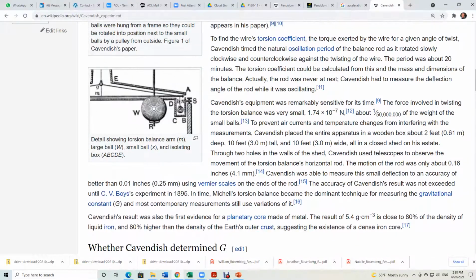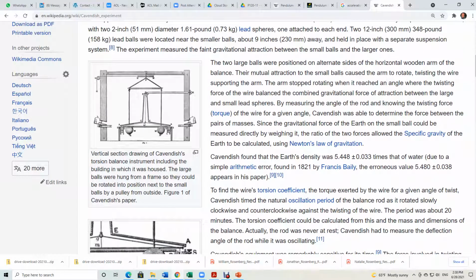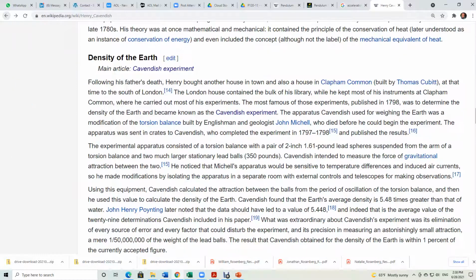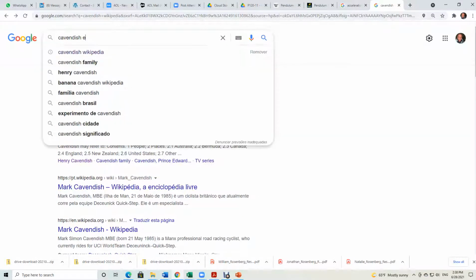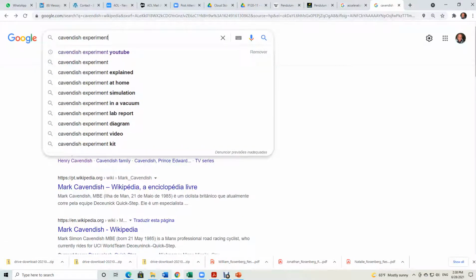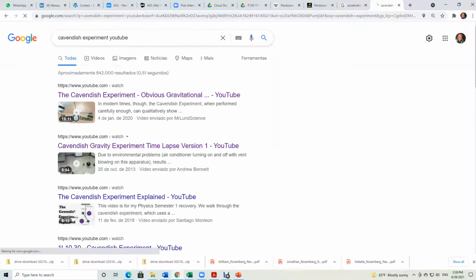It's a torsional scale. You can understand better this device with a YouTube video. Here you go. On the Cavendish experiment, there's a very nice video, I like this video right in here. There's this video too. Let's take a look at both of them. Here you go, gravitational constant.